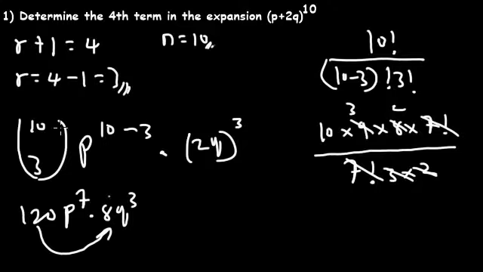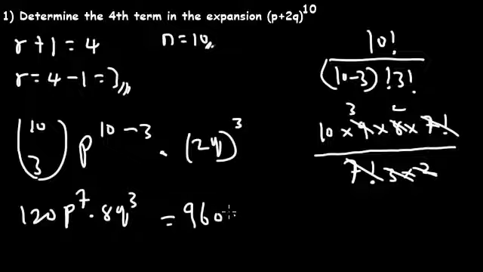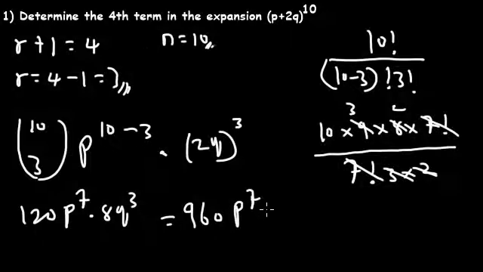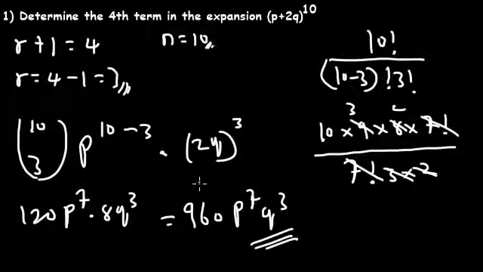So the goal right now is to multiply 120 by 8. So 120 times 8, I will need to use my calculator for that. 120 times 8. So I got 960. So the final answer in this case is 960 p to the power of 7, q to the power of 3. So this is the fourth term of the expansion p plus 2q to the power of 10. So I hope you find this helpful. This is how to easily find the value of a certain term given the binomial, regardless of what n is. So that's it. So now let's consider the second case.